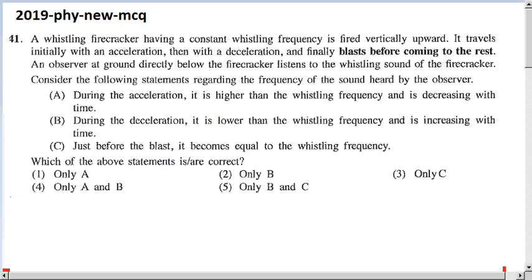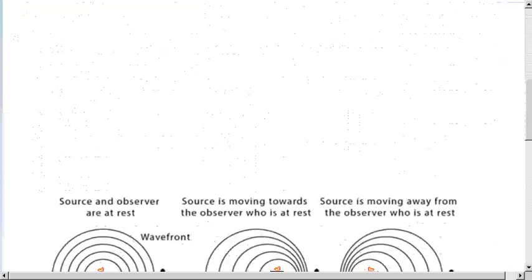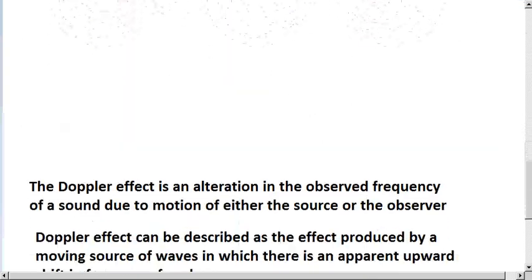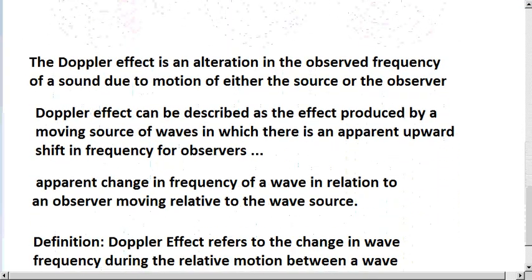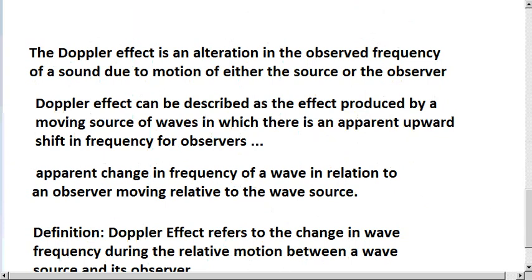So children, these types of questions we have to solve by using the Doppler equation or Doppler principle. We call it the Doppler effect. There are various ways it can be expressed. One way is: the Doppler effect is an alteration in the observed frequency of a sound due to motion of either the source or the observer.